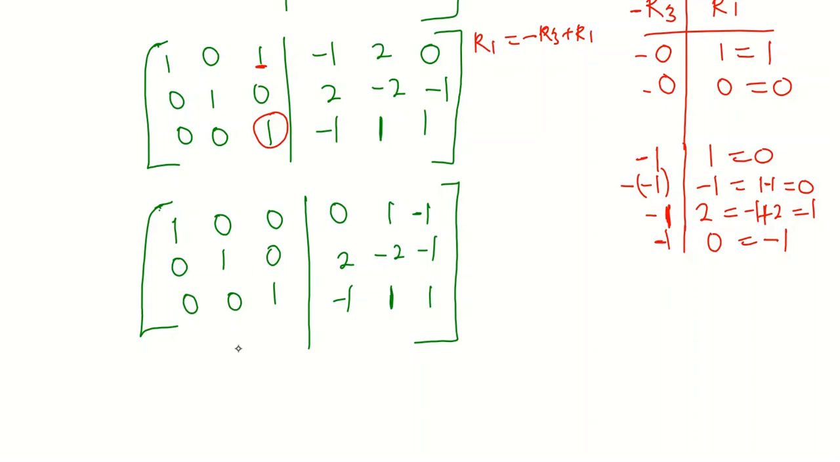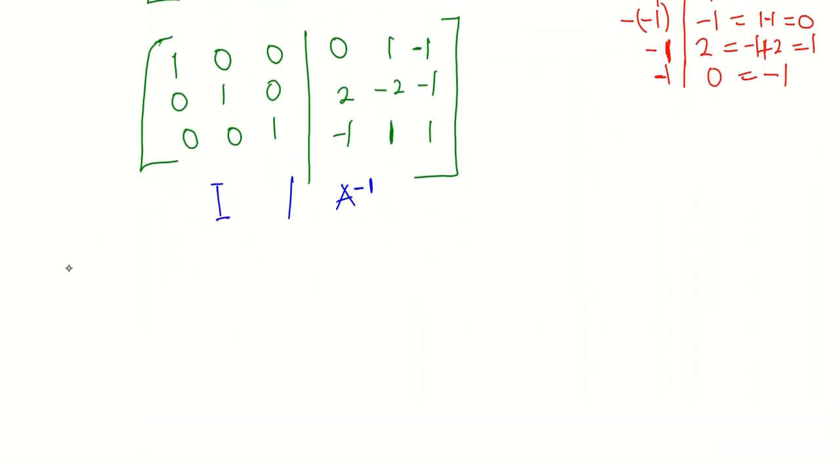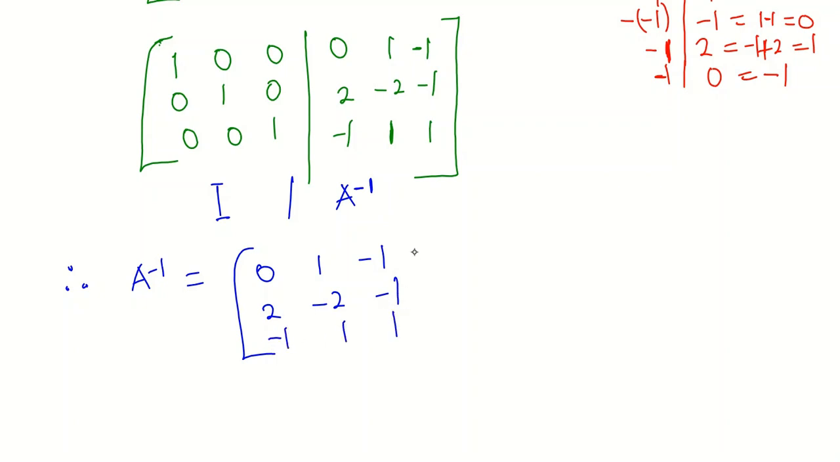And so if we remember, in the beginning we said that we are going to apply row operations such that the matrix we get on the left hand side becomes the identity matrix, and whatever we get there on the right hand side becomes the inverse of our matrix. So therefore we can see that A inverse by applying Gauss Jordan elimination is equal to the matrix 0 1 negative 1 2 negative 2 minus 1 minus 1 1 1, and this becomes our final answer for the inverse of the matrix. And so this ends today's video.